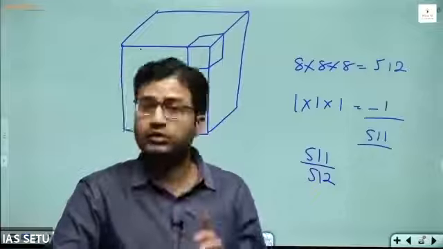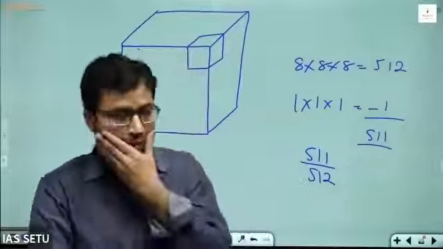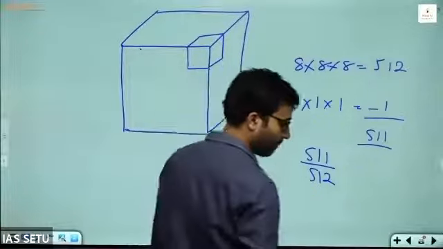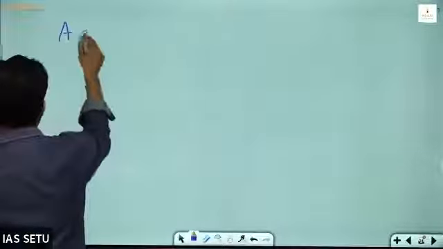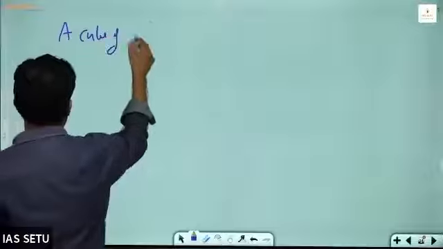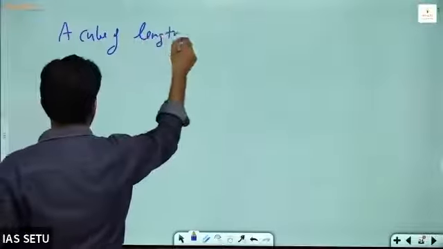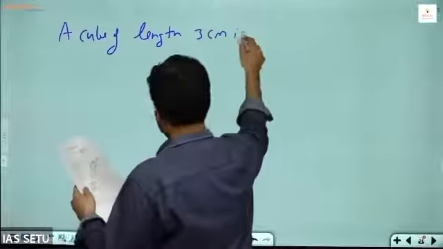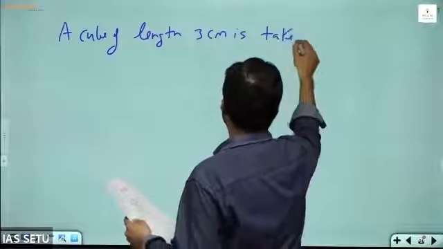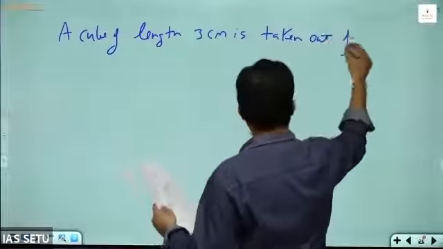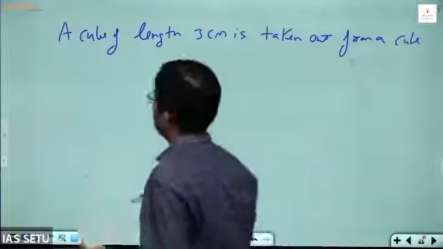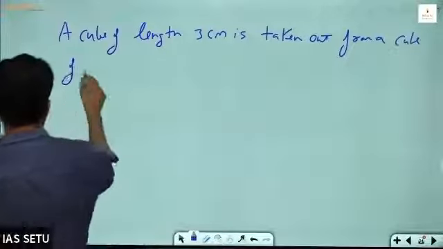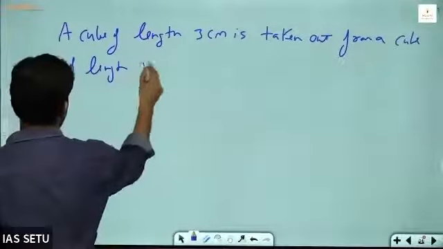Now I give you one question and be careful. So you write: a cube of length 3 centimeter is taken out from a cube of length 5 centimeter.